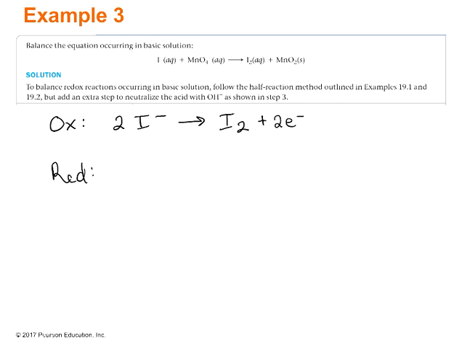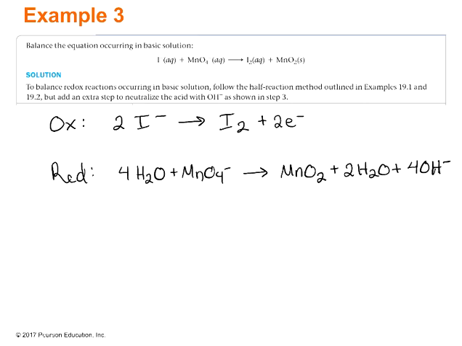So remember, in this half reaction, we have 4 water molecules on the left plus permanganate, and then that's becoming manganese 4 oxide plus 2 water molecules plus 4 hydroxide ions. So let's figure out what the charge is on both sides, and then we'll figure out how many electrons are gained on the left-hand side.